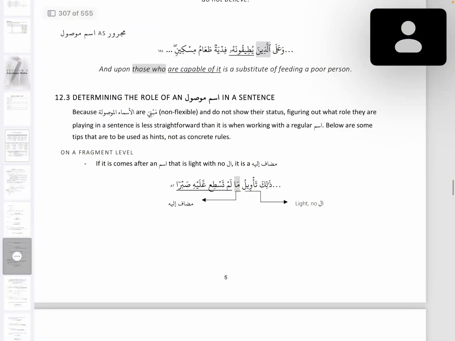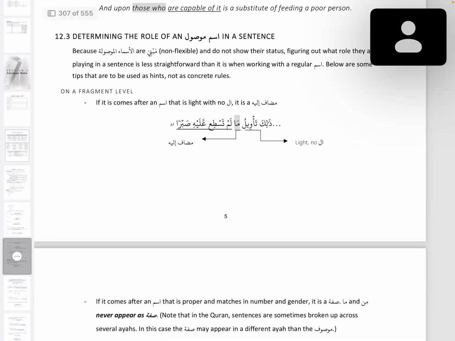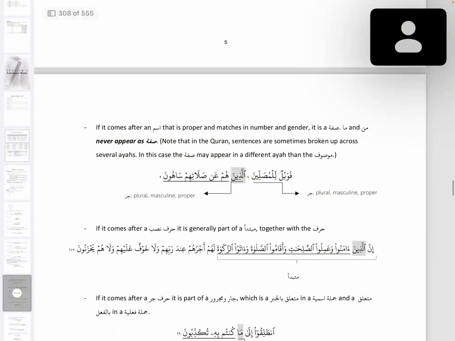One more time. When we determine the role of ism mawsool in a sentence, let's see on a fragment level. If it comes after an ism that is light with no al, it is mudaf ilayh. The example was zalika tawilu ma. Tawilu ma. The interpretation of what or that which. If it comes after an ism that is proper and matches in number and gender, it is sifa. Ma and man never appear as sifa.